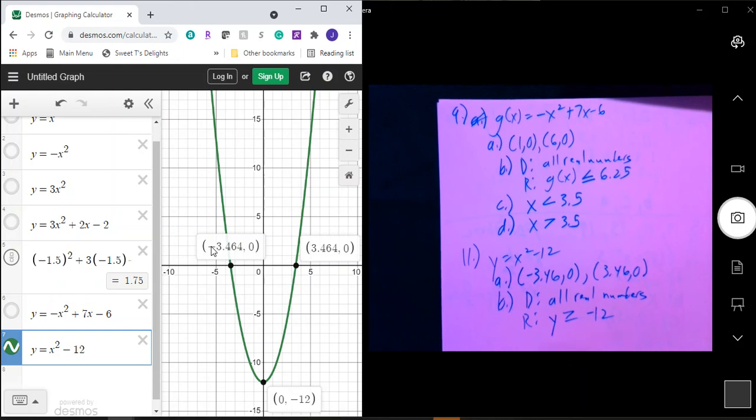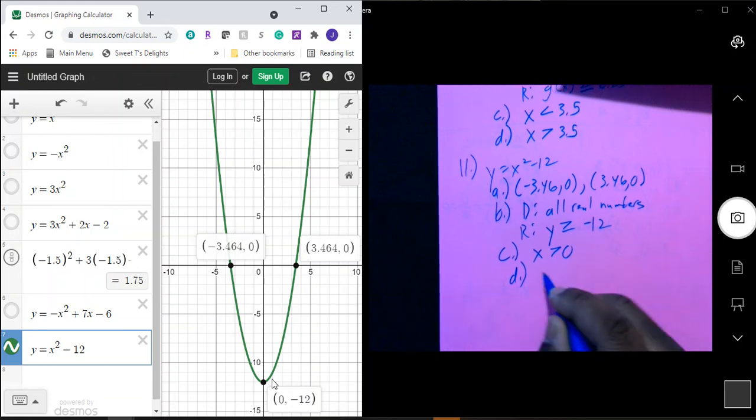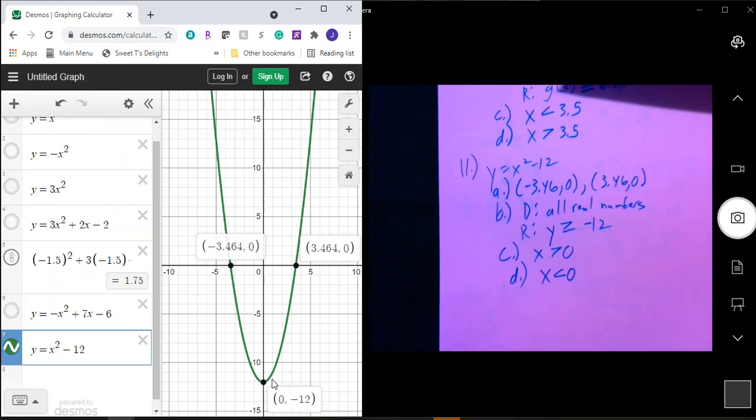All right, so now we move on to C. Now C again is the horizontal interval over which each function is increasing. Now you notice the function is increasing when x is greater than 0. So we'll put x is greater than 0. Now we want to look at when it decreases. If you notice, coming from this side, we're actually going down. So when x is less than 0, it is decreasing.